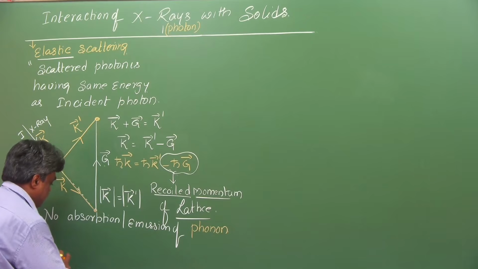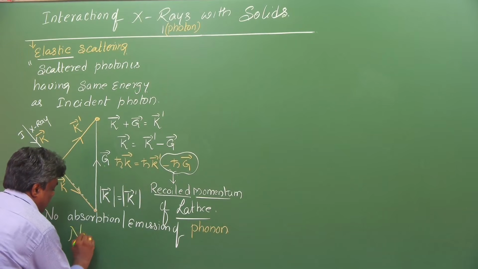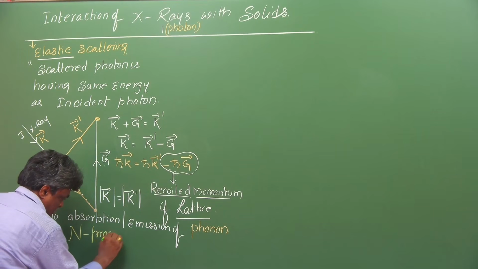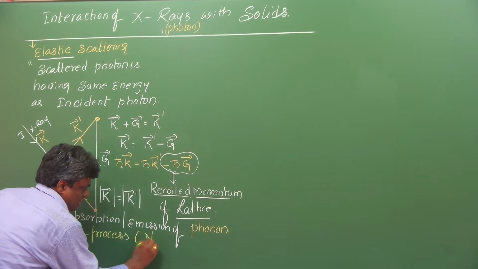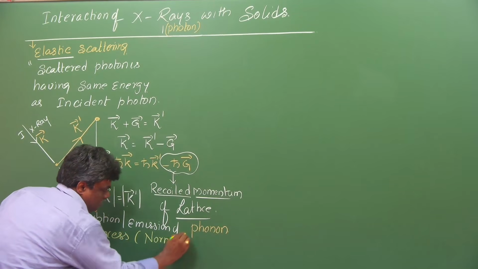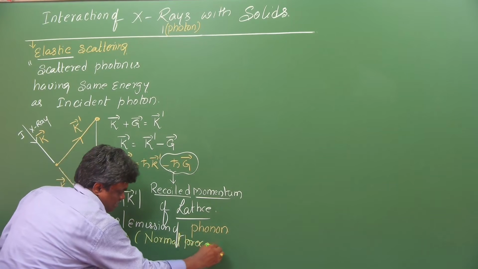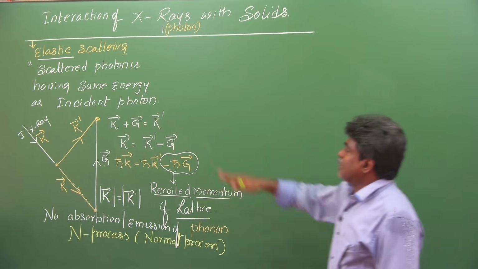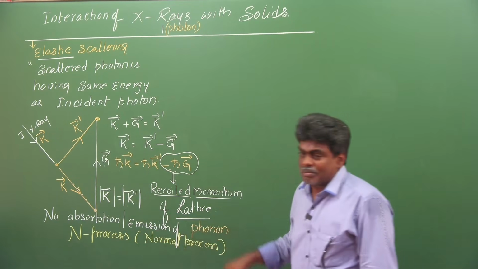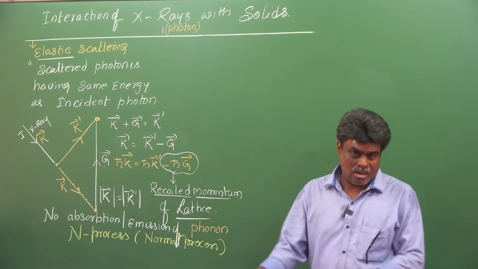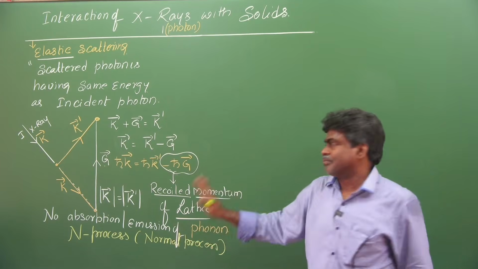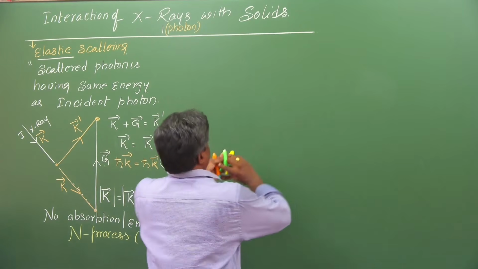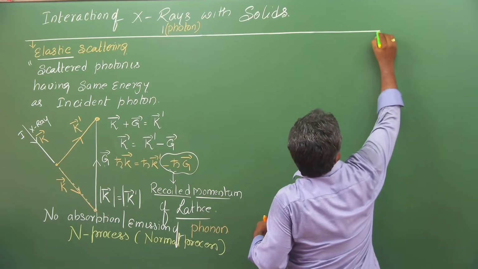That's why this process is called the N process. I don't know how many of you have heard this name. Normal process. Elastic scattering process is called the normal process, which is the N process or normal process. Everybody understand this? Good. This is interesting. Now ready.